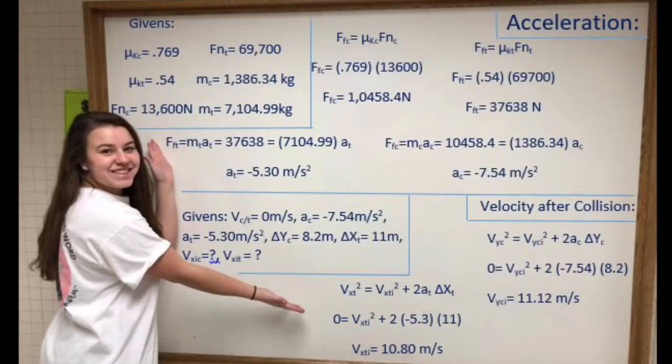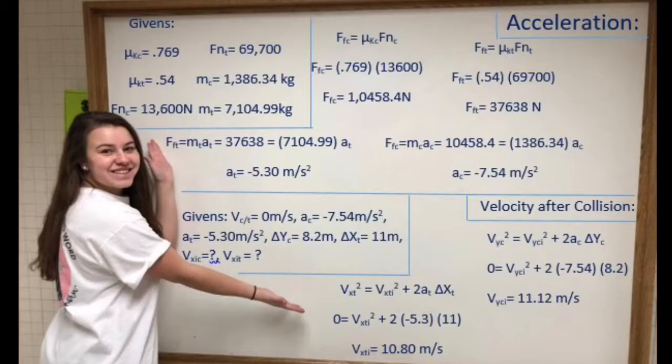In order to find the speed of each vehicle just after the collision, we first need to find their accelerations. We find acceleration by using the equation F equals ma, but before we can use that equation, we have to find F for each vehicle using the equation force of friction equals coefficient of kinetic friction times normal force. We have all the numbers to do this, so just plug it in like shown on the whiteboard.